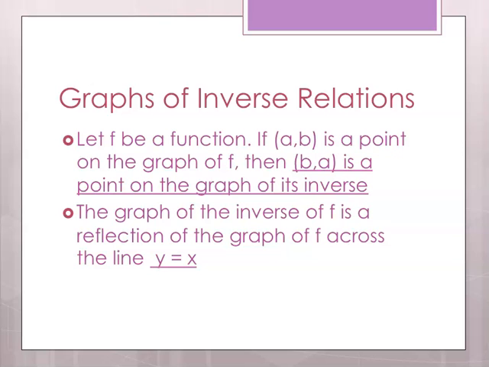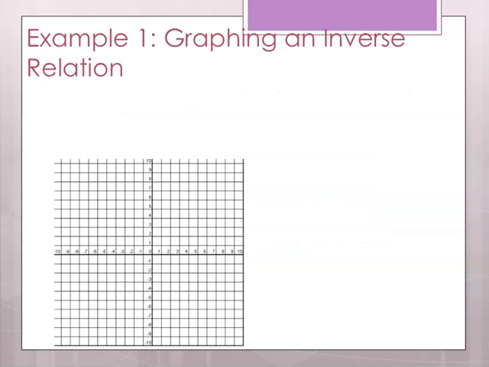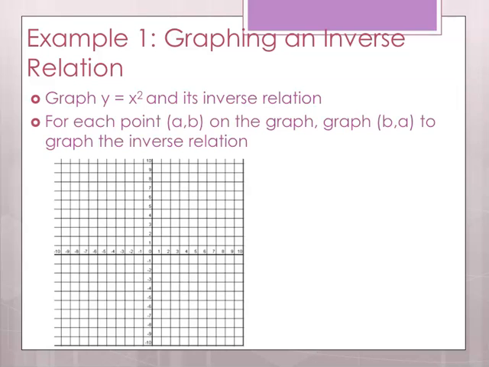So let's take y equals x squared, for example, and see how this works. For y equals x squared, we're going to take each point on it, so we'll call those points a, b, and we'll graph b comma a in order to graph the inverse relation. So here is y equals x squared. We know 0, 0 is a point, 1, 1, negative 1, 1, 2, 4, negative 2, 4, 3, 9, negative 3, 9. That's probably enough points to help us get a good idea.